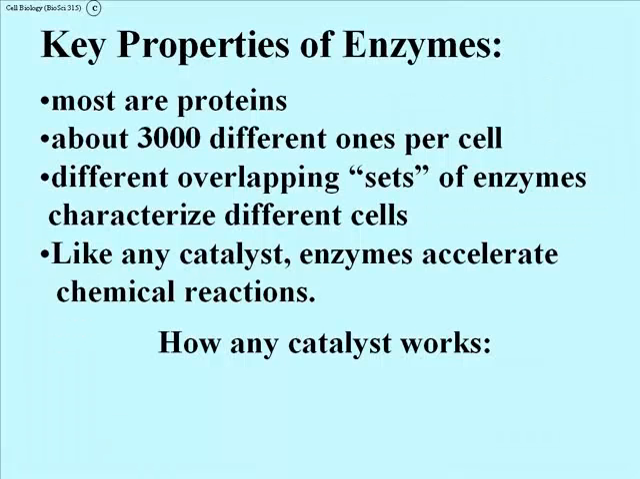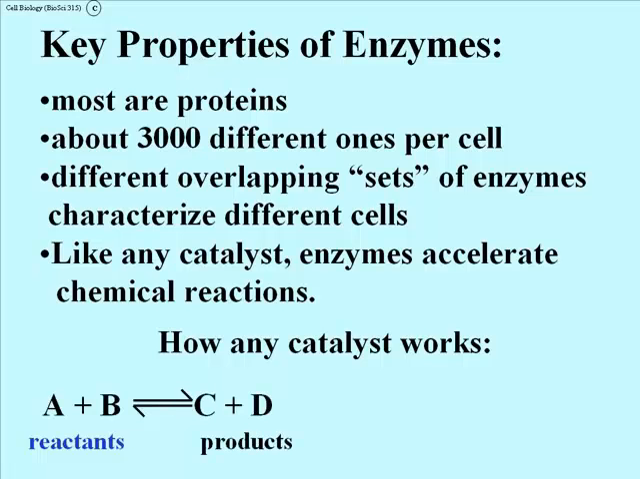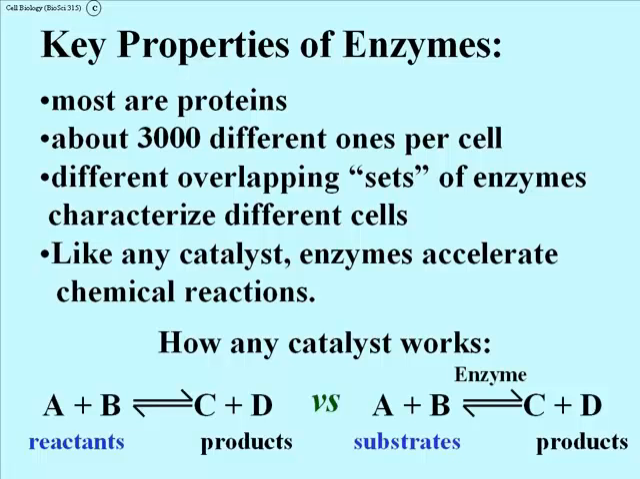Like any catalyst, enzymes accelerate chemical reactions. How do catalysts work? Well, here's a reaction occurring very slowly in the absence of a catalyst. Reactants are converted to products slowly. Versus a catalyzed reaction, in this case catalyzed by an enzymatic catalyst, happens very fast. And when we look at enzymes, we're talking about substrates being converted to products. So we use the word substrates for reactants in enzyme catalyzed reactions.